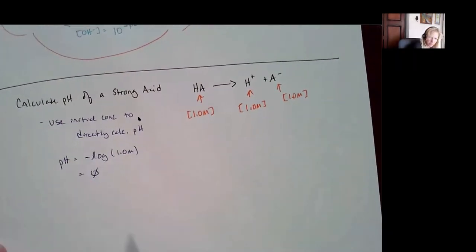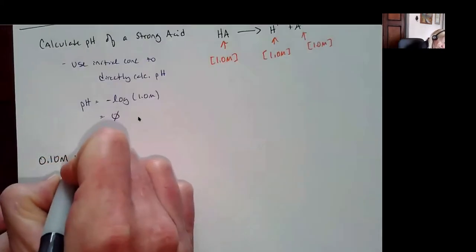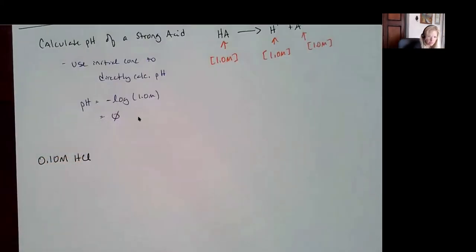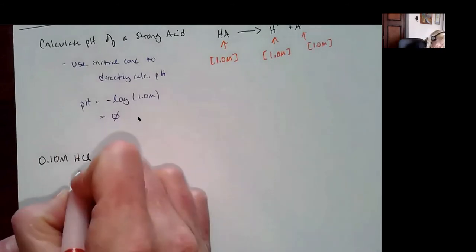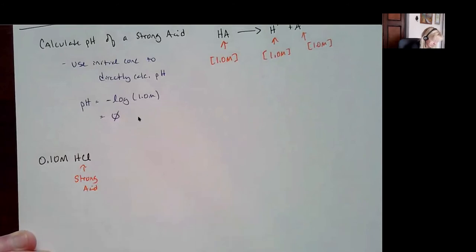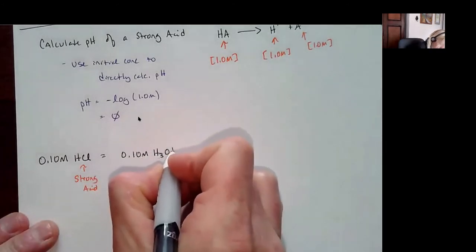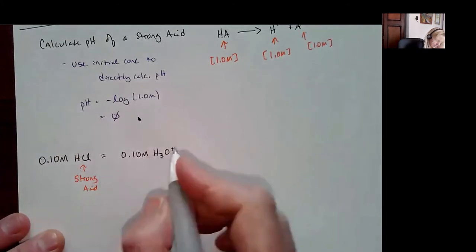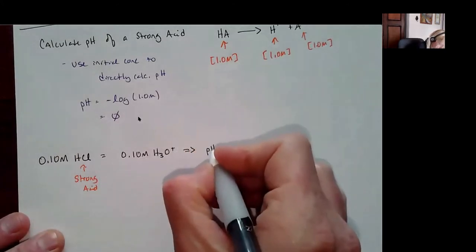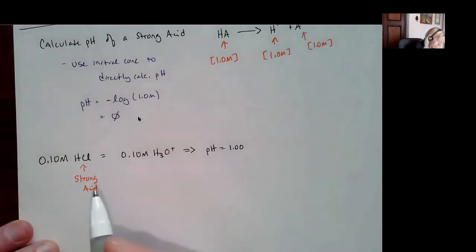Let's say I have a scenario where I have 0.10 molar of HCl. Now, this is where remembering that this is a strong acid is going to come in handy, because you're not going to have to do any crazy stuff. I also have 0.10 molar of hydronium ion because it's going to completely disassociate, and that's going to give me a pH equal to 1. I'm going to go out 2 decimal places because I have 2 significant figures here.